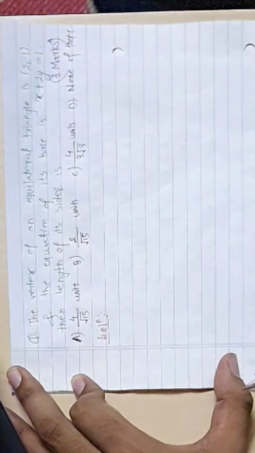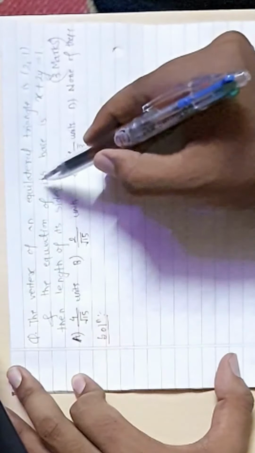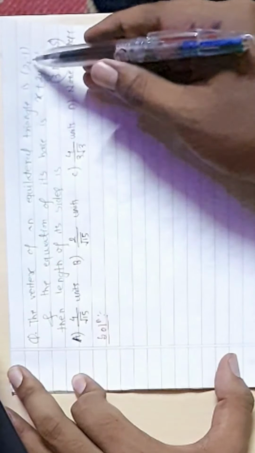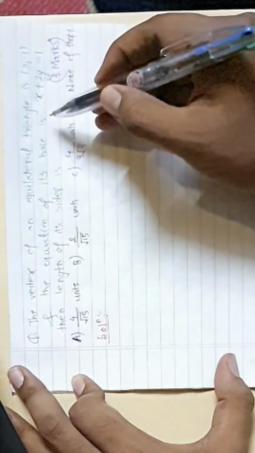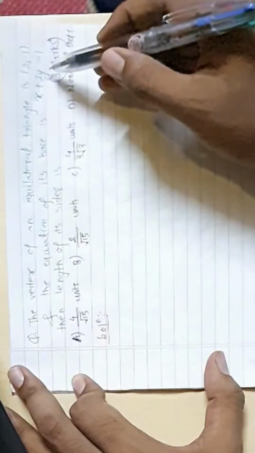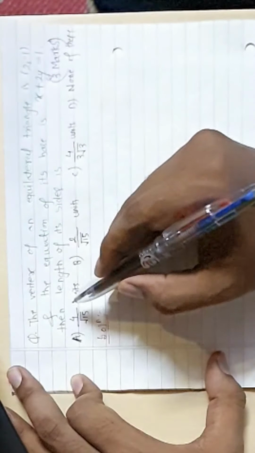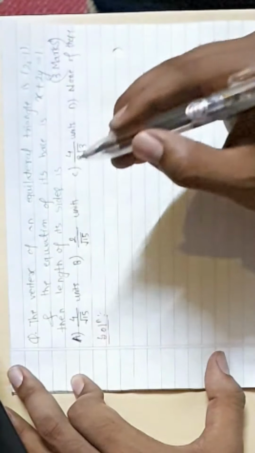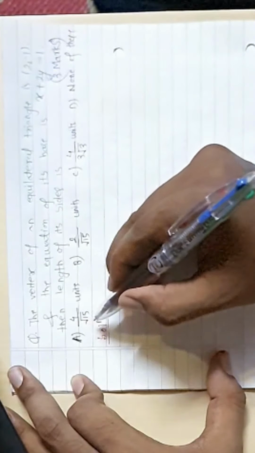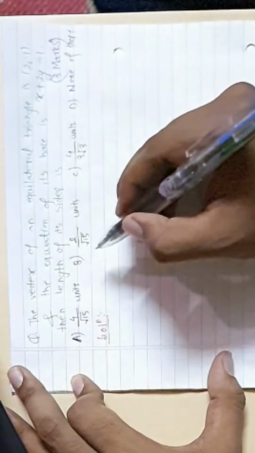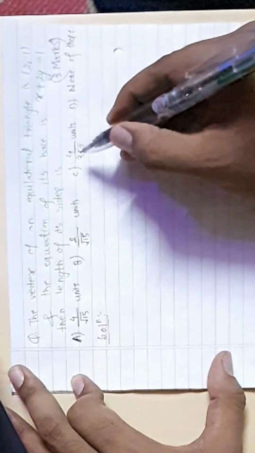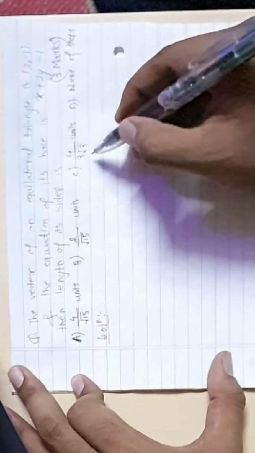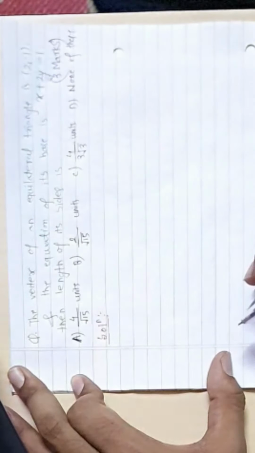So the next question is, the vertex of an equilateral triangle is 2, minus 1 and the equation of its base is x plus 2y is equal to 1. Then the length of its sides is option A 4 upon under root of 15 units, option B 2 upon under root of 15 units, option C 4 upon 3 root 3 units, option D none of these.